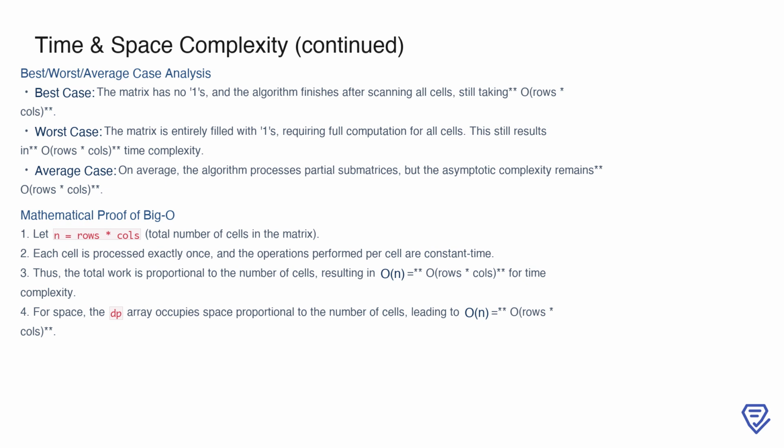Mathematically, if we let n represent the total number of cells, which equals rows * cols, each cell is processed exactly once with constant time operations. Therefore, the total work is proportional to n, confirming the time complexity is O(n), or O(rows * cols). Similarly, the space complexity stems from the DP array, which also requires O(n), or O(rows * cols) space, as it scales directly with the number of cells in the matrix.